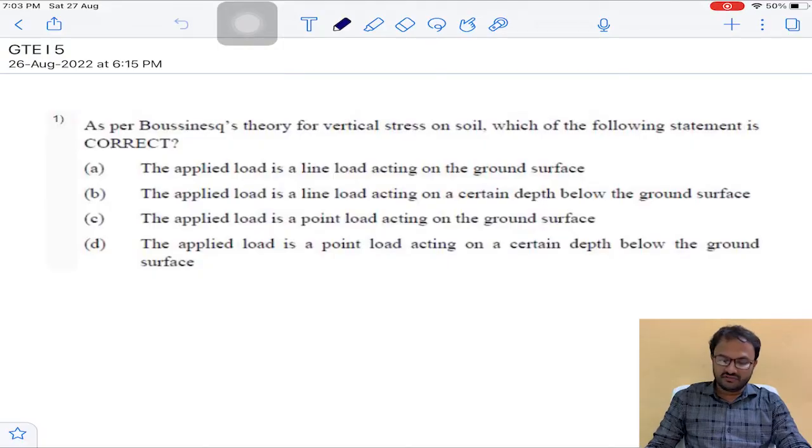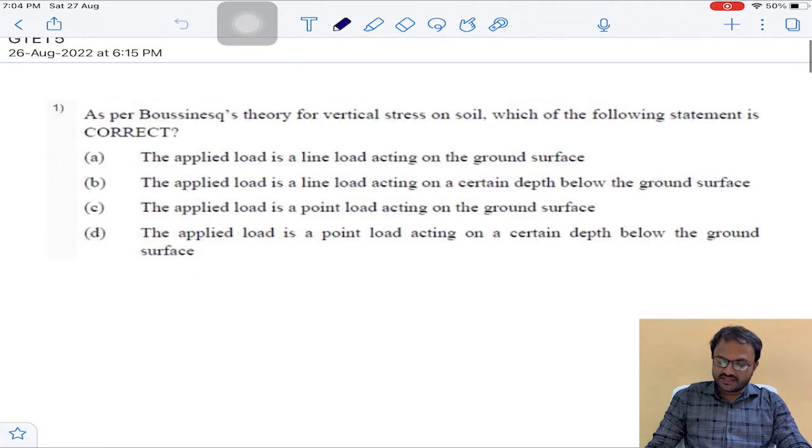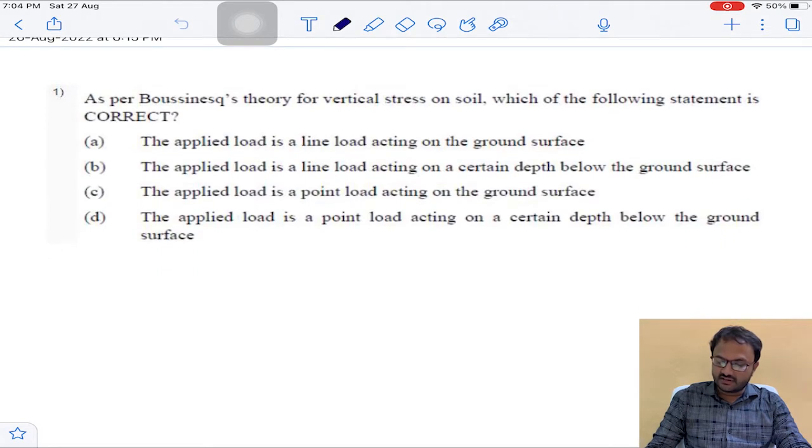Today I am going to solve the fifth assignment of Geotechnical Engineering 1 or Soil Mechanics. The first question is, as per Boussinesq's theory, the vertical stress on soil, which of the following statements is correct? So, there are two types of theories, Boussinesq's theory and Westergaard's theory. Regarding Boussinesq's theory, the first question is, which of the following statements are correct? He has given four statements.